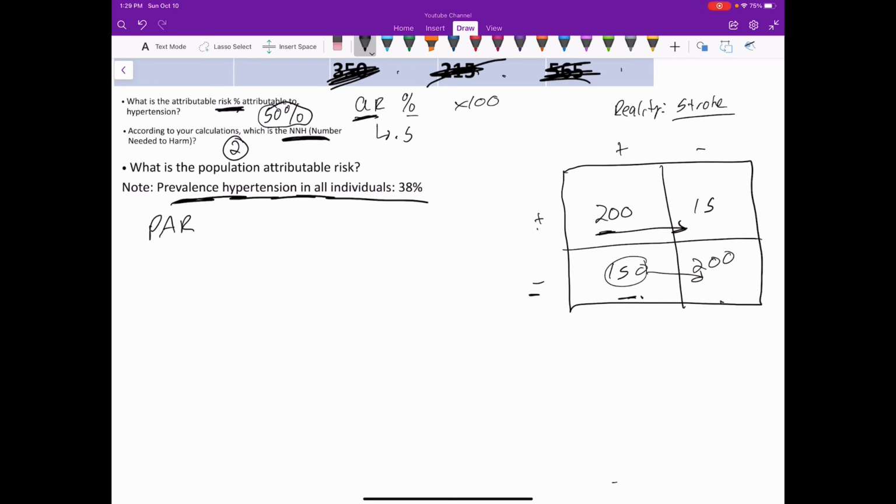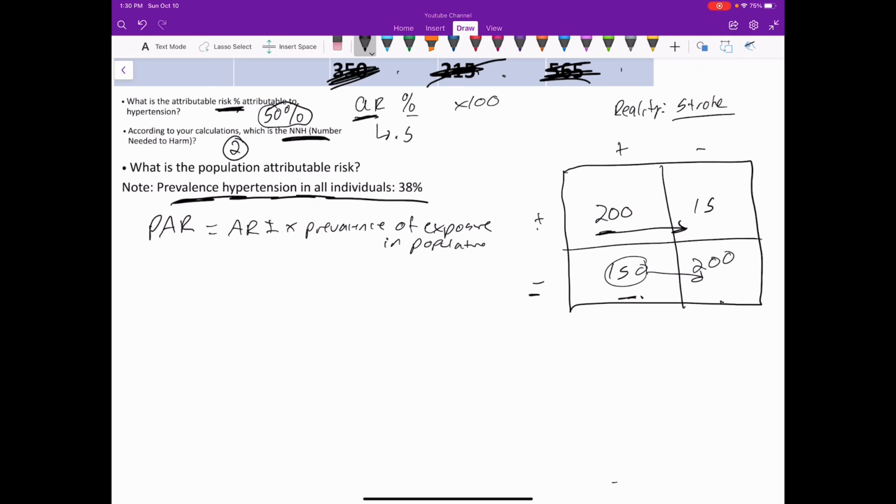So what does PAR equal? This is what they're going to tell you: it's going to say that PAR equals ARI times the prevalence of exposure in the population, right? That's what they say. What do these numbers mean?